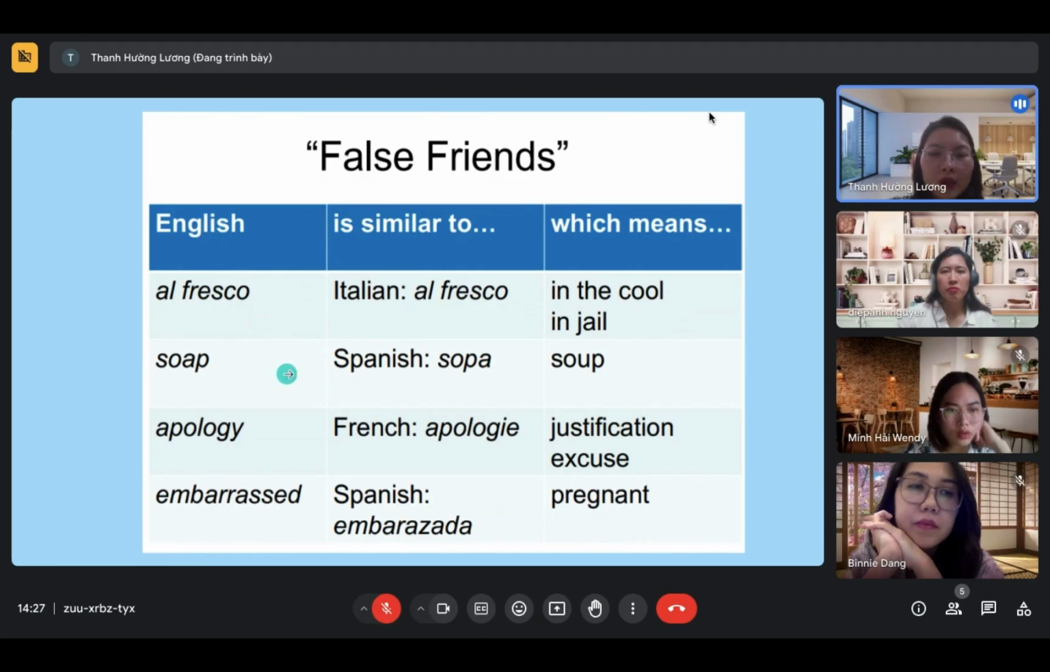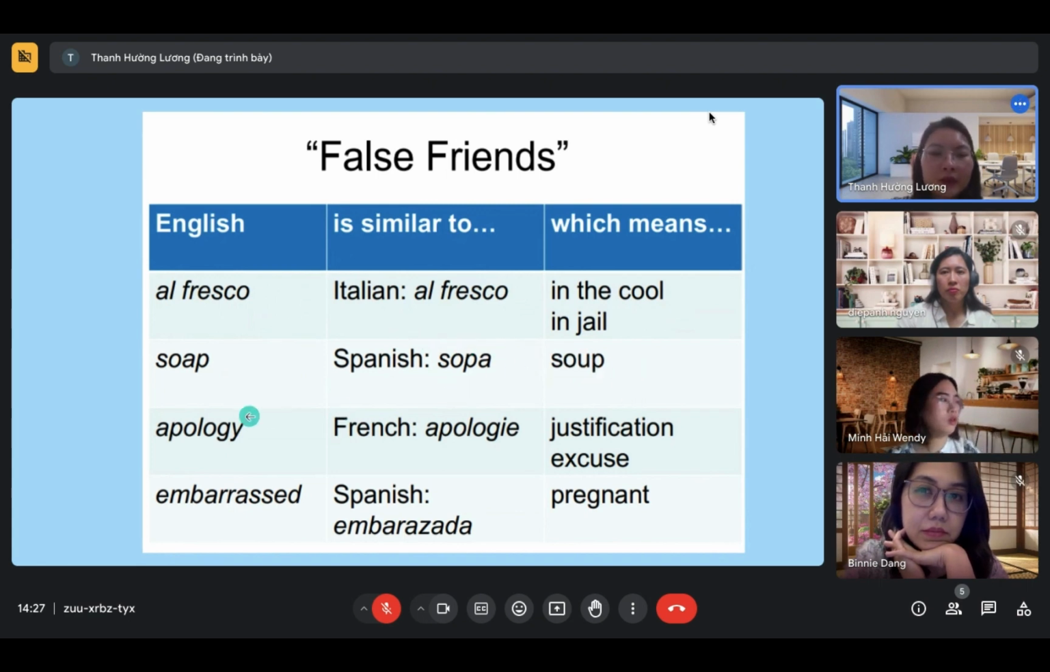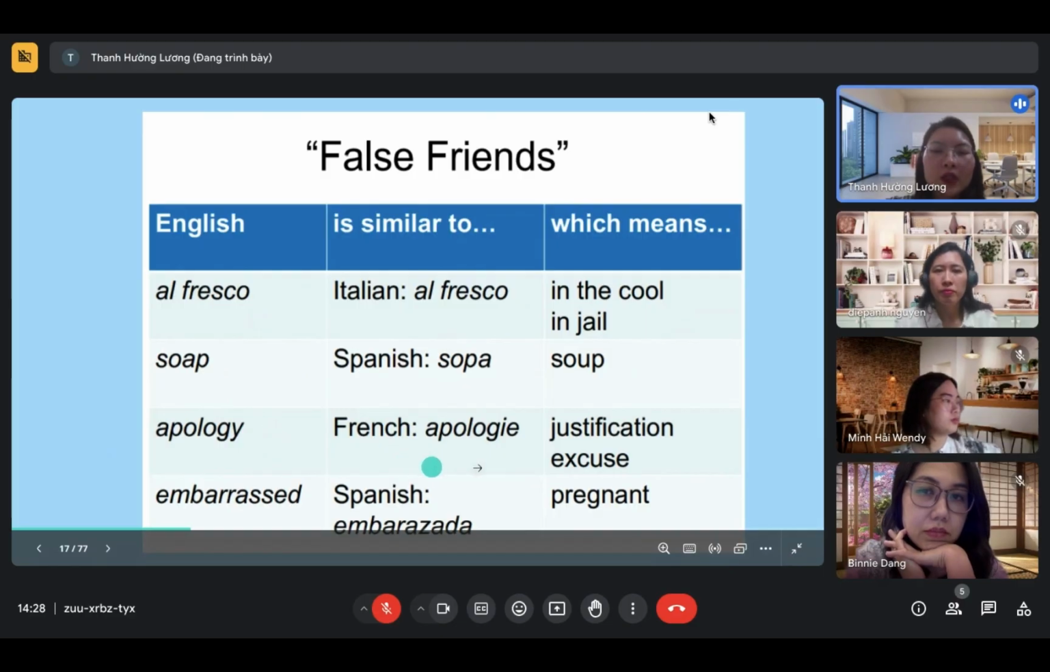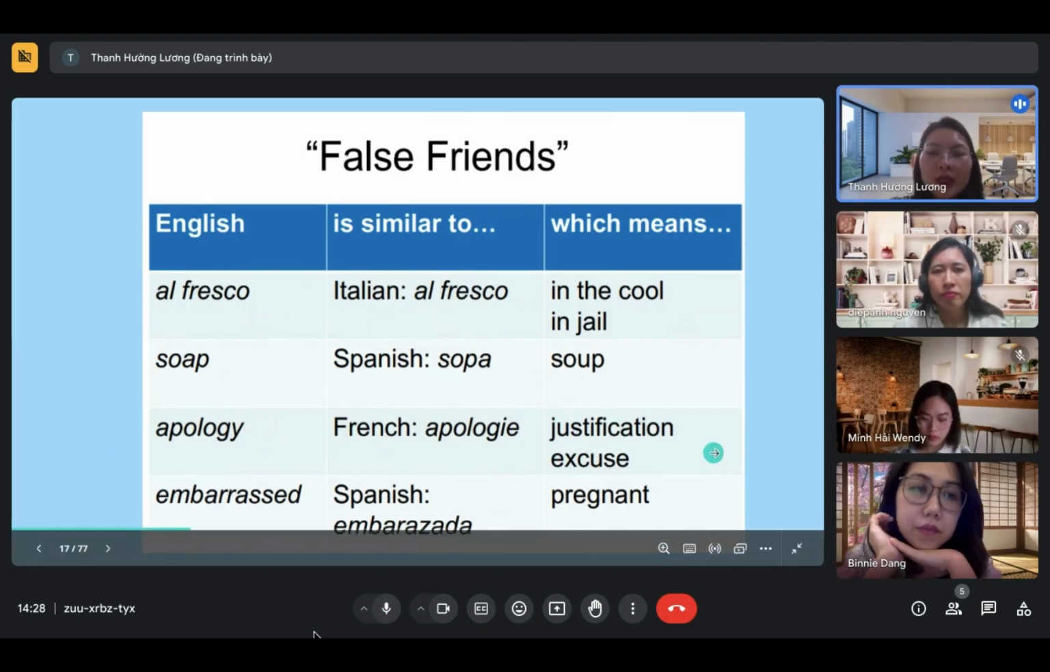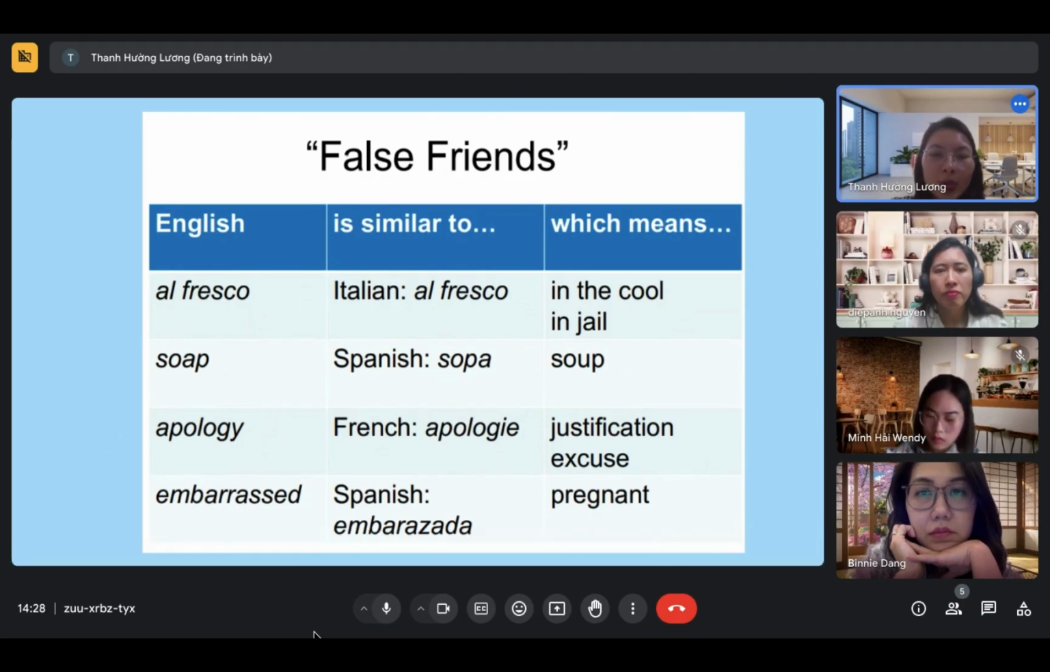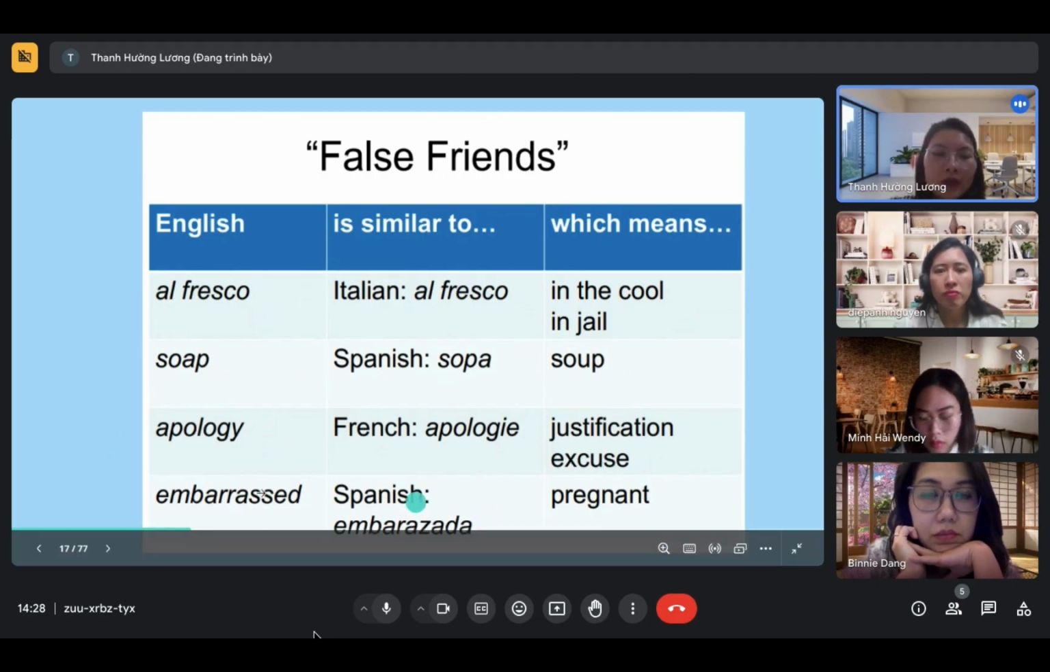The next one is the word soap in English, but in Spanish we have the word sopa, which is quite similar, and in Spanish it means soup. Or the word apology in English means sorry, right? But in French, we also have the word apologie, but it means something totally different. In French, it means justification or excuse. And the last one is the word embarrassed. In Spanish, we also have a similar word, but it means pregnant in Spanish, not shy or embarrassed like in English.